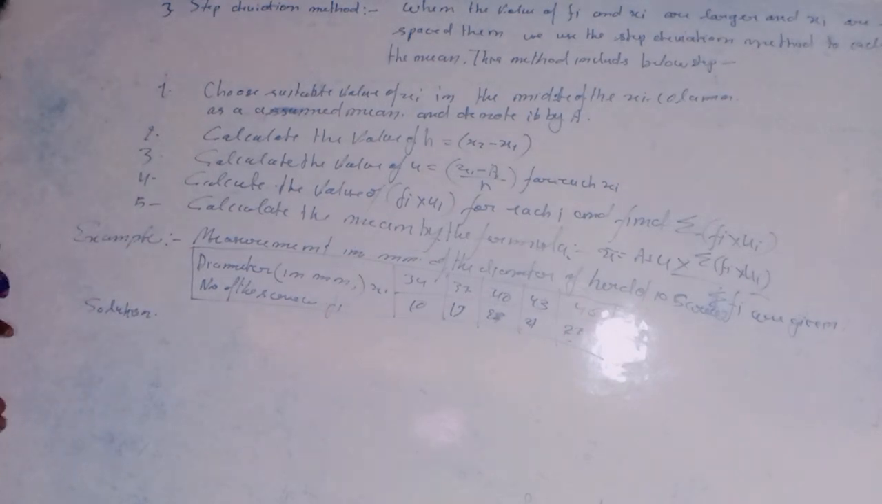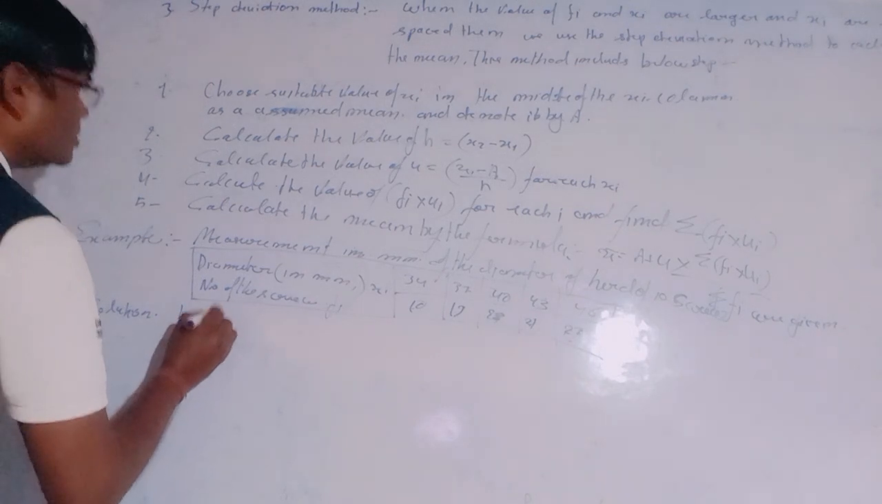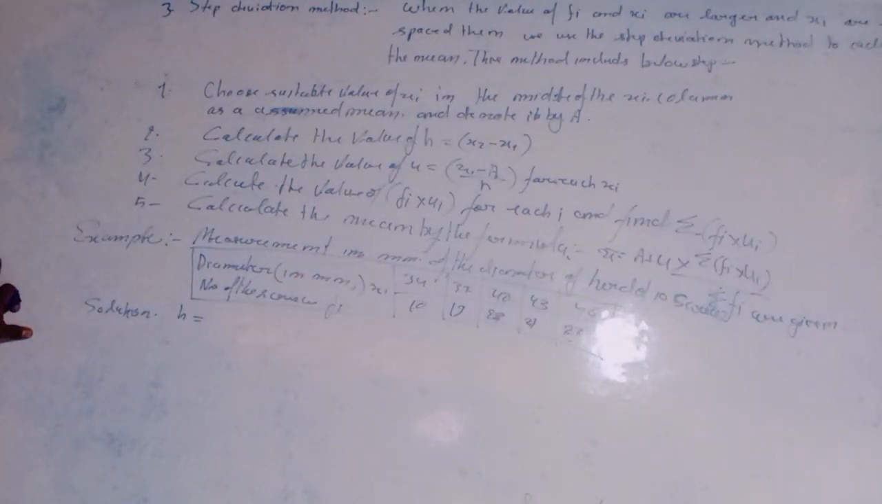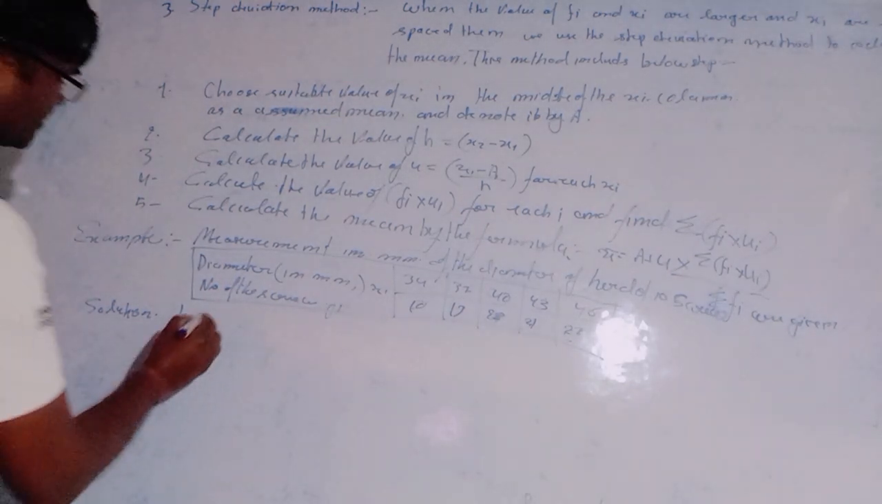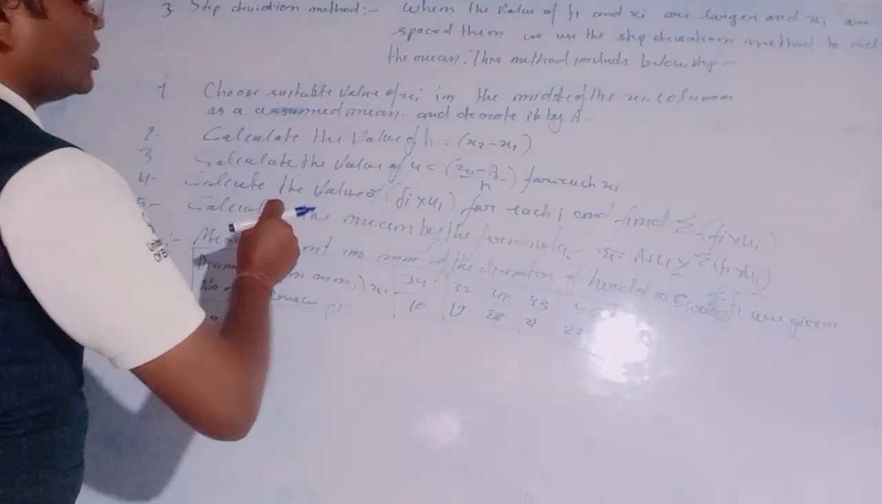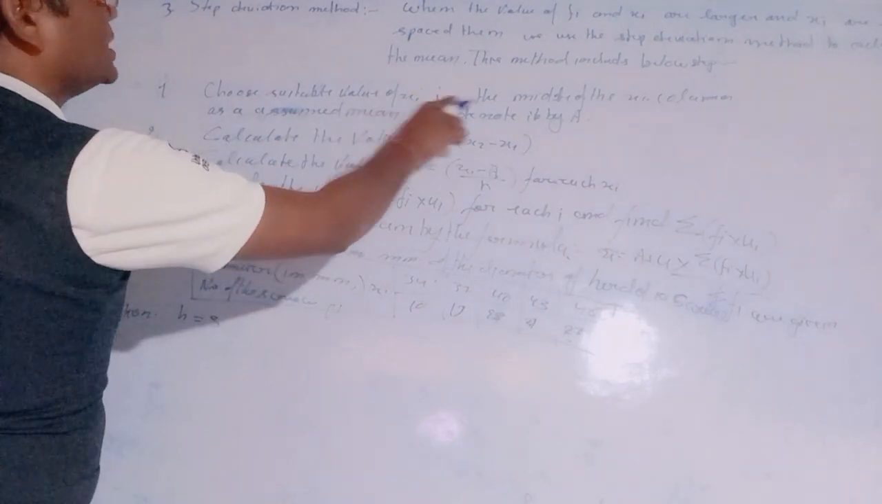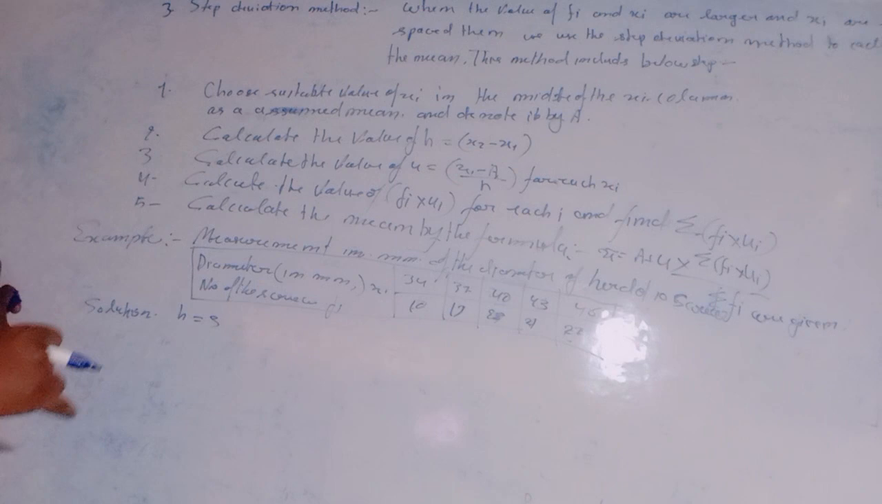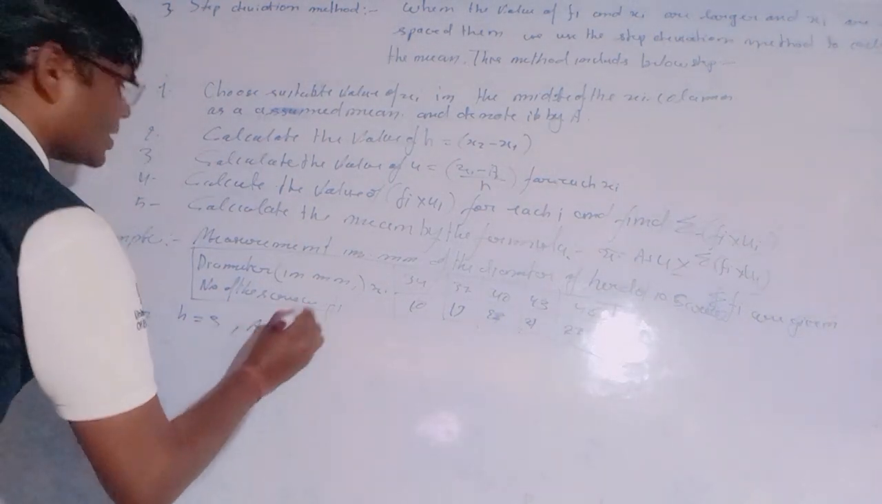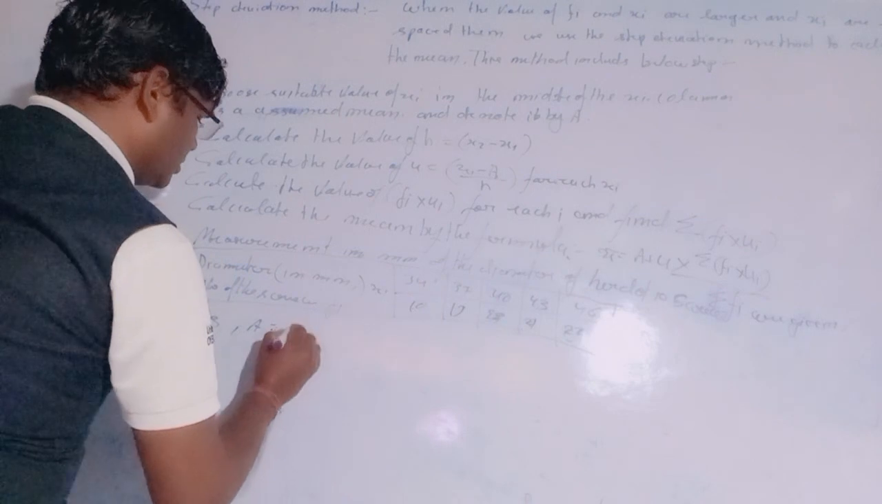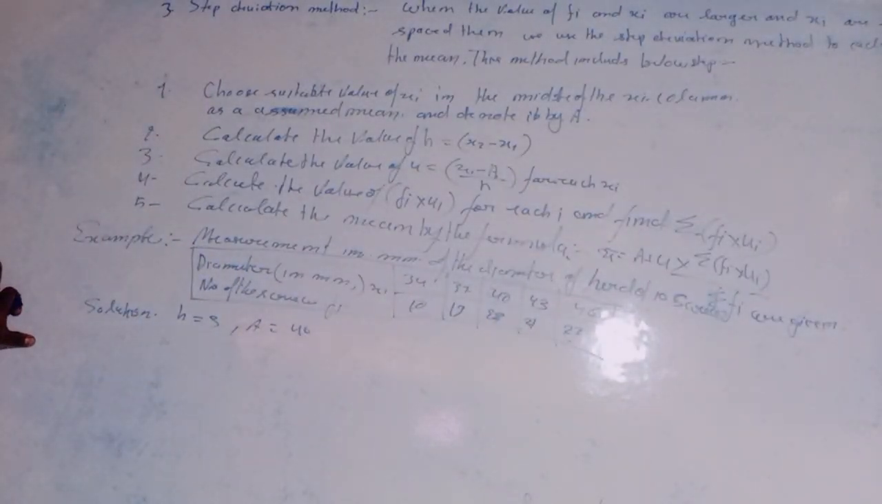Here are the solutions, where we will do the calculations. First we find h. In a given box, assume a is equal to 40 and h is equal to 3. We denote h as x2 minus x1. So we assume a is equal to 40 in the column, and h is 3. Then we have calculated that, so find the value of h.